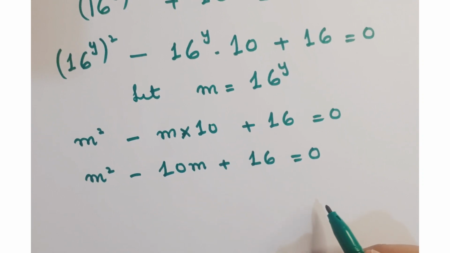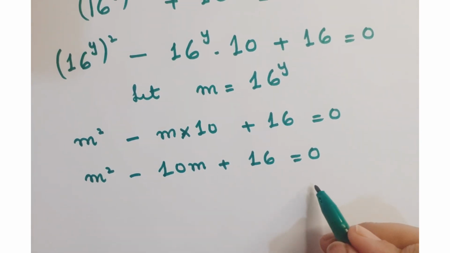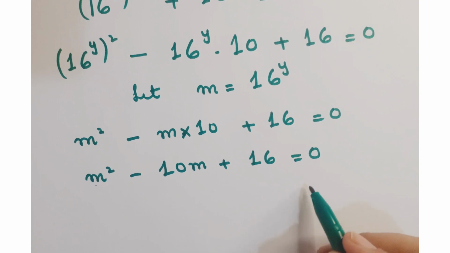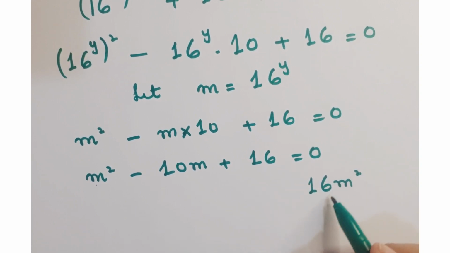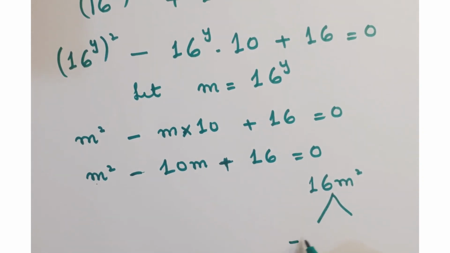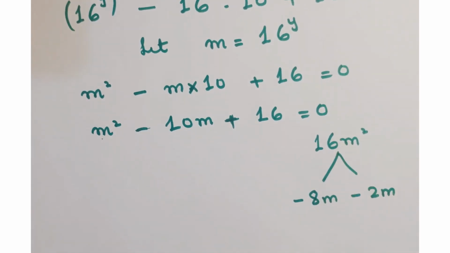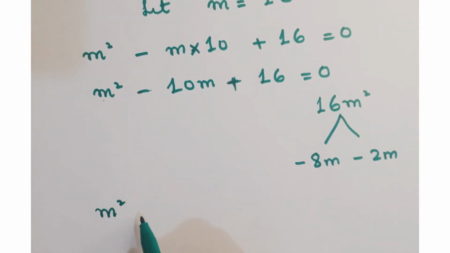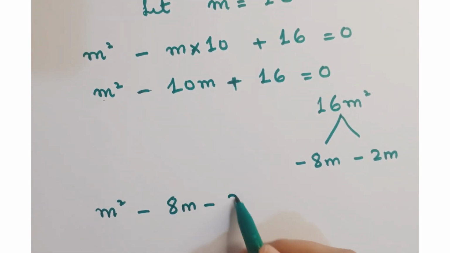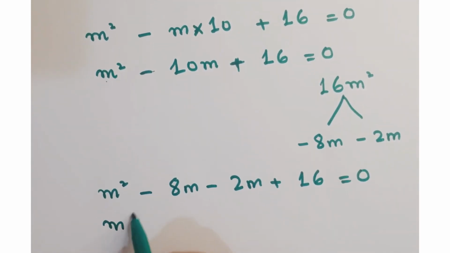Now we have a quadratic equation and we have to find the factors of this equation. So what we are going to do is split the middle term, since by multiplying the quadratic coefficient and the constant we get 16m square. We have a positive sign on the constant, so we will split this as minus 8m minus 2m. By adding this you get minus 10m, and by multiplying you get 16m square. So just replace minus 10m by minus 8m minus 2m to get the factors of this quadratic equation.